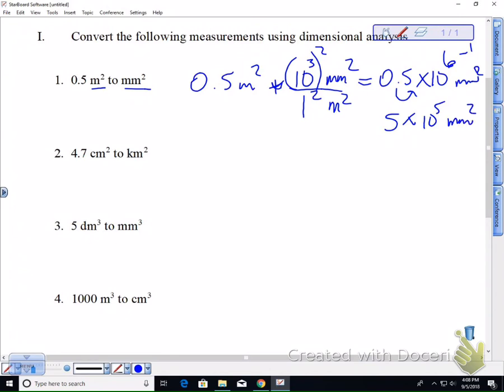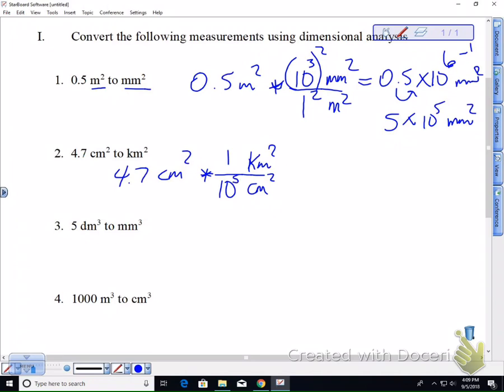Okay, let's do that again so you'll get used to squaring or cubing those numbers. In the next problem, we have 4.7 centimeters squared, and we're going to convert that to kilometers squared. So this problem is also squared, so it's going to look very similar. We have to put 1 next to the larger unit, and let's count our steps. Take a moment. How many steps separate those two? Think about it. There are 5 steps that separate them, so 10 to the 5th.